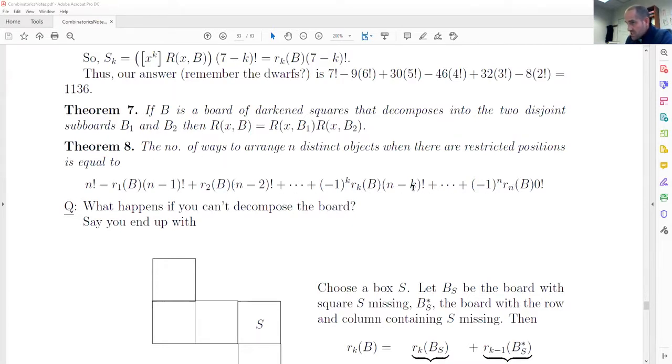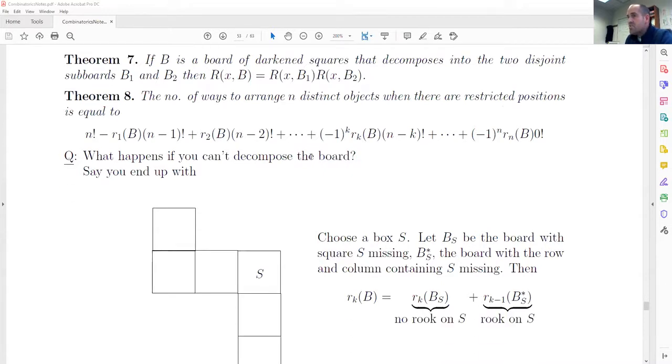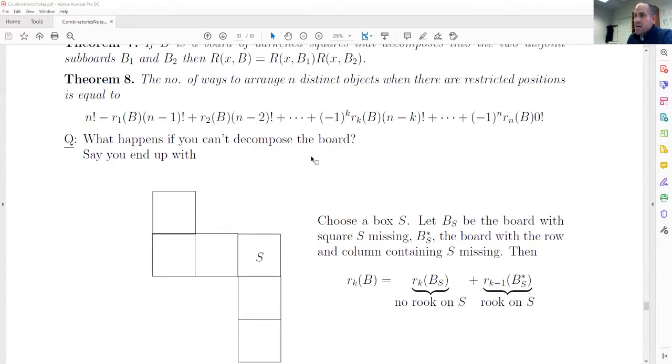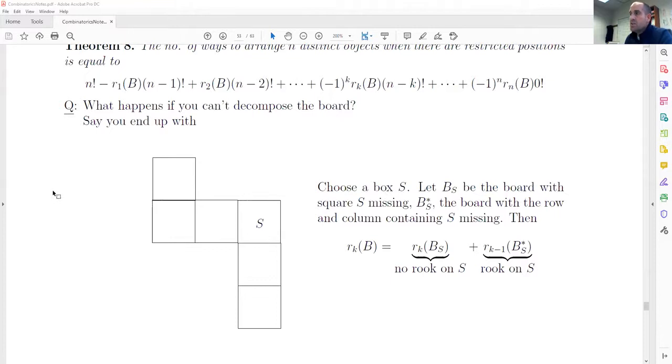So this thing came from the principle of inclusion-exclusion. Each one of these rook numbers can be gotten at through subboards if indeed the board can be broken down into subboards. But there are situations that arise where even those subboards are too complicated to deal with. So what do we do in such a situation? Okay, so that's what we're going to talk about now. So what happens if you can't decompose the board and it's still too complicated?